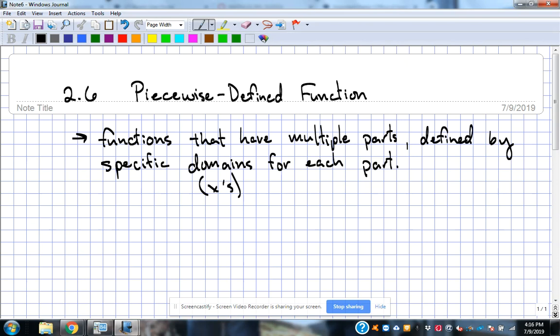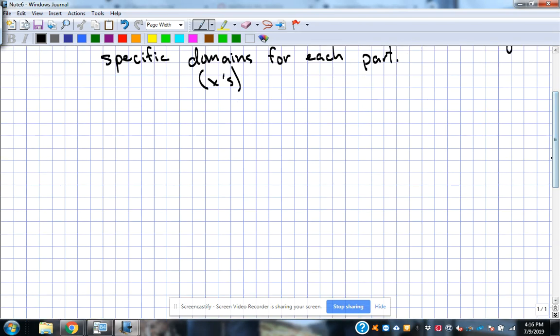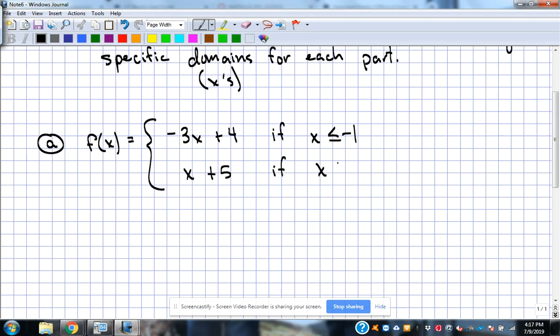So let's just start off with an example here, something fairly simple as far as the pieces are not overly complex equations. So example A, our first piecewise defined function, and I use a big curly brace to say these pieces make up this function. So negative 3x plus 4 if x is less than or equal to negative 1. And then the second piece is x plus 5 if x is greater than negative 1.